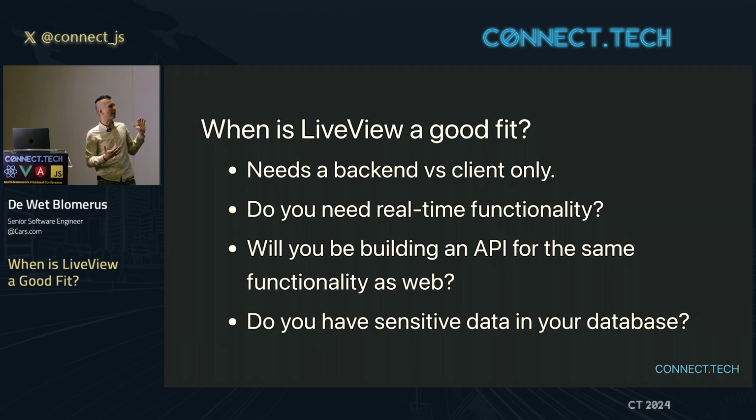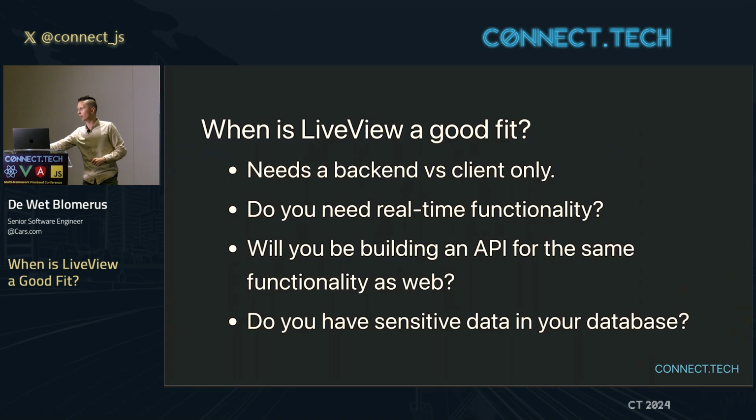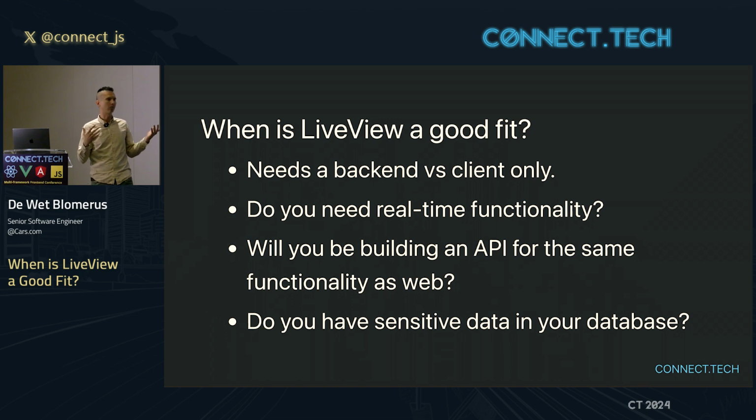Will you be building an API for the same functionality as web? This one is nuanced, but I feel like it's kind of important. If you're building a web application and whatever functionality is on the web, you will need to be building on the mobile app as well, then you will need to build an API for that functionality. So you cannot skip building an API. One of the benefits of Liveview is that you can skip building an API, but in that case, you can't. So you just don't get that benefit of Liveview.